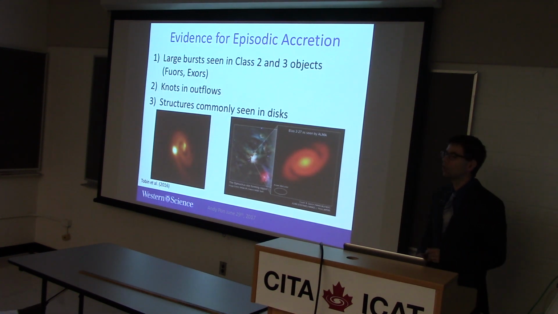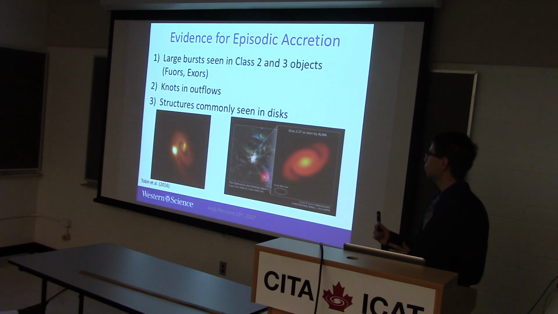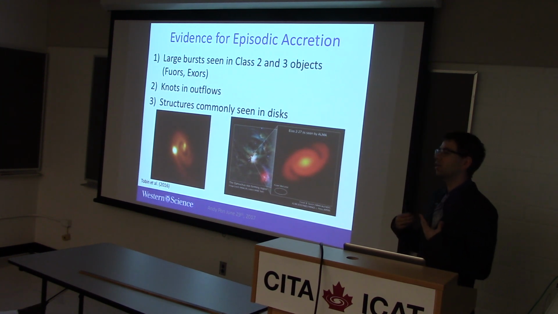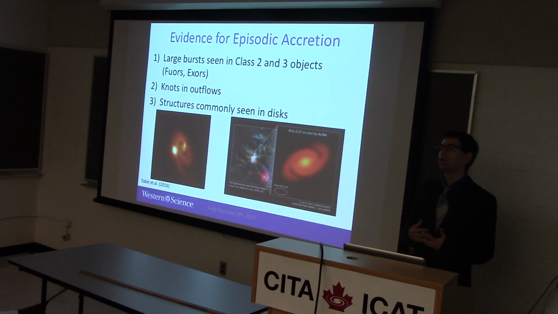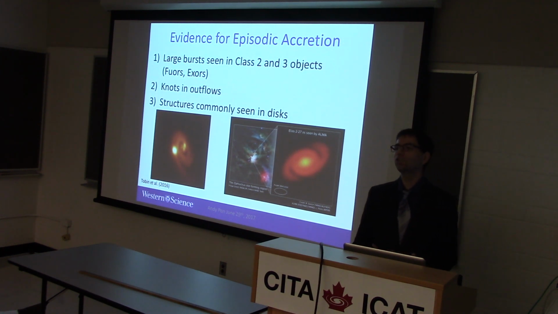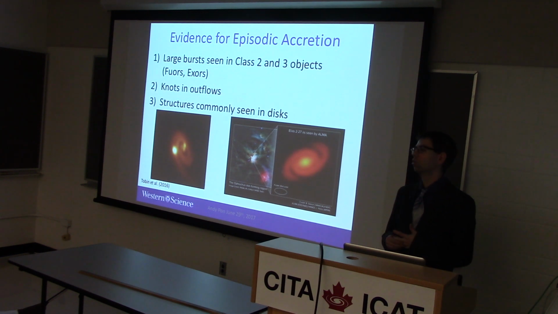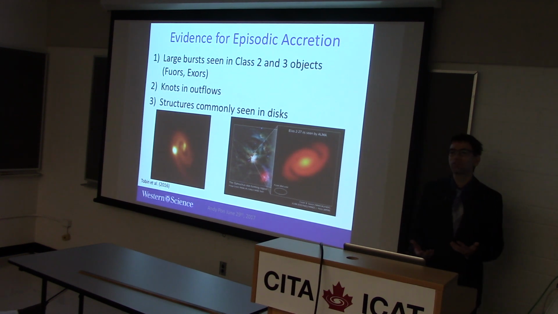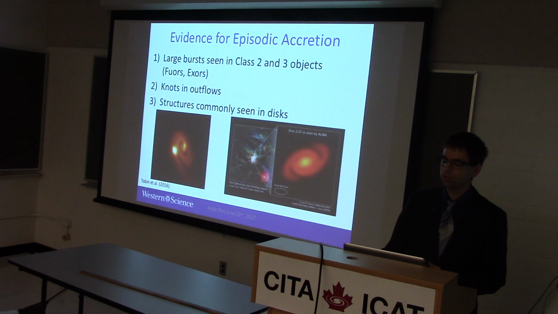With ALMA, we've seen lots and lots of structures within disks. We see spirals, we see clumps, we see gaps opening in rings. And all of these structures suggest that you're going to have time variable accretion rates. If you had a constant accretion rate, you would expect to see a reasonably smooth axisymmetric disk. All of these structures within the disks are features that could potentially lead to time variability in the accretion flow onto the protostar.